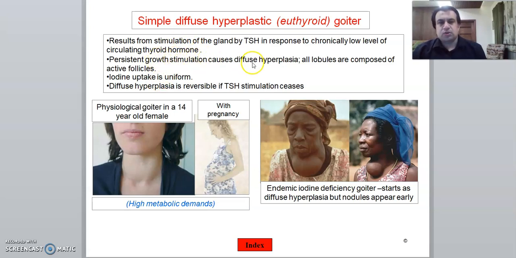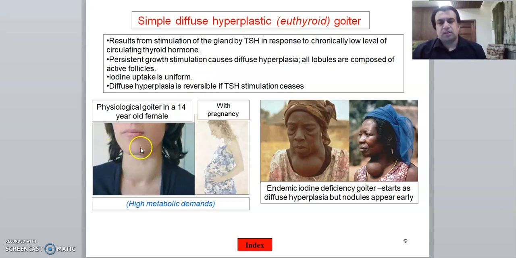Persistent growth stimulation causes diffuse hyperplasia, composed of active follicles. Iodine uptake is uniform, so it's a uniform enlargement. And diffuse hyperplasia is reversible. If TSH stimulation ceases, we can give thyroxine externally to decrease the size of the thyroid gland and to suppress the TSH secretion. So the hyperplasia can be managed, and these are a few physiological conditions.